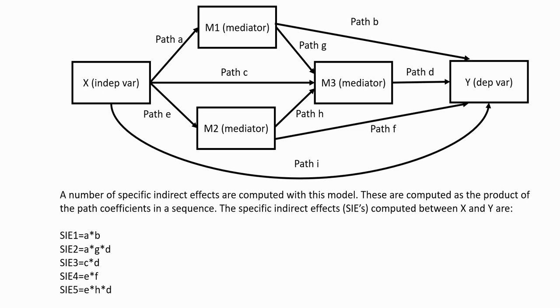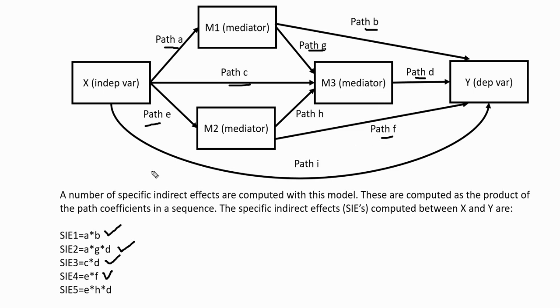Now in this slide, I'm giving a breakdown of the specific indirect effects between our variable X and our variable Y. The specific indirect effects carry information about different mediators of the effect of X on Y. The computation of the specific indirect effects, which I'm denoting as SIE 1 through SIE 5, are computed as products of the path coefficients. SIE 1 is computed as a product of path A and path B. SIE 2 is computed as a product of paths A, G, and D. SIE 3 is computed as a product of path C and path D. SIE 4 is computed as a product of path E and path F.